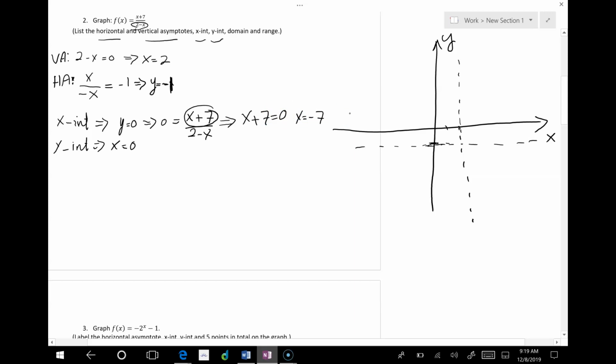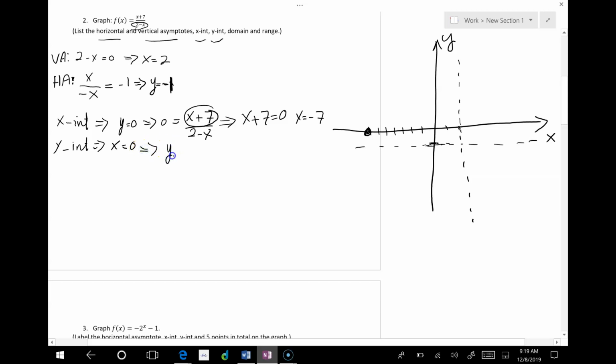Okay, x equal to negative 7. You make sure that negative 7 is not making the denominator 0, which is not the case here. So that's 1, 2, 3, 4, 5, 6, 7. So that's the x-intercept. And then the y-intercept is when x is 0.